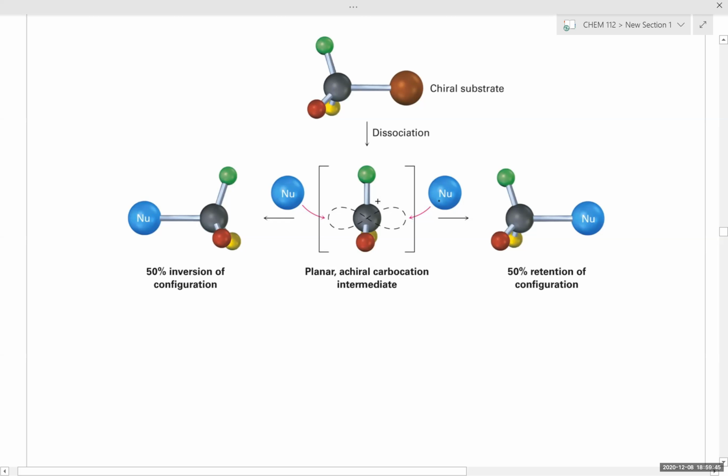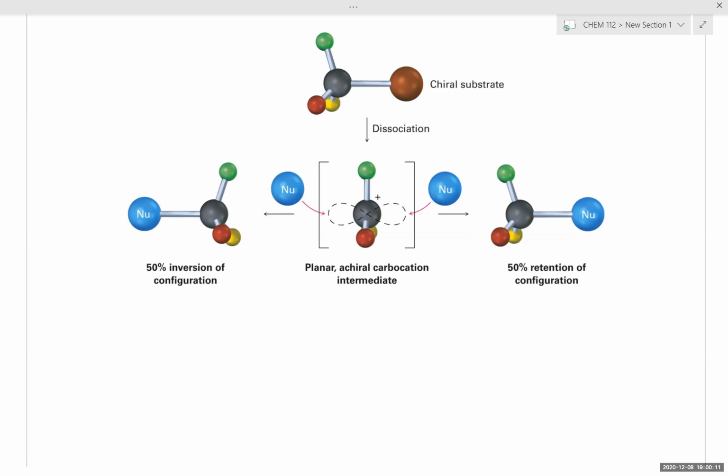Does the stereochemical outcome for the SN1 reaction make sense? Does everyone see why we get a racemate? Perfect. Okay.